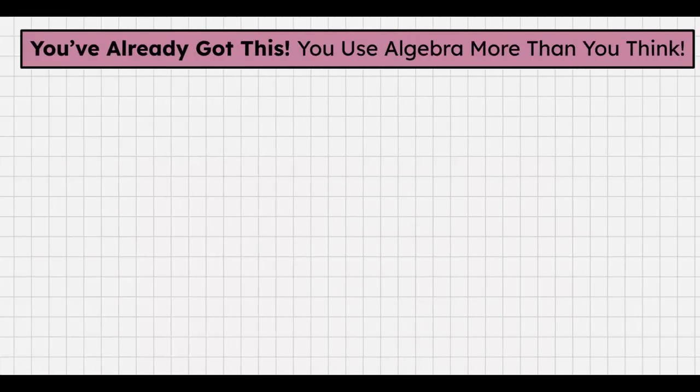If you're feeling nervous, please don't be, because you've already got this. You use algebra more than you think. Let's look at some examples of algebraic expressions in the everyday world.